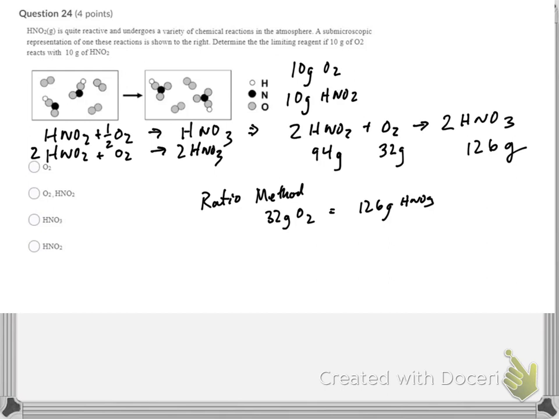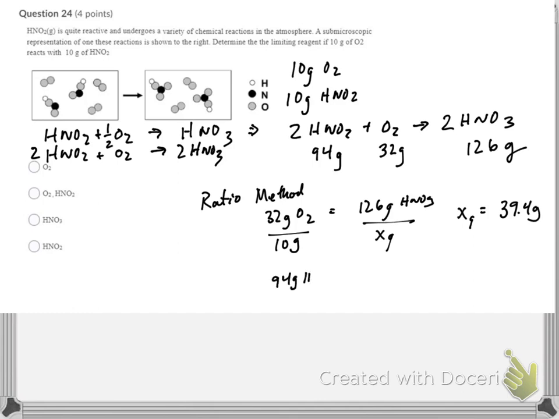Right, do we have 32 grams? No, we only have 10 grams. So we want to know how many grams would be made here. And we solve for x, and we see the answer is 39.4. So the maximum 10 grams of oxygen can make is 39.4 grams of product.